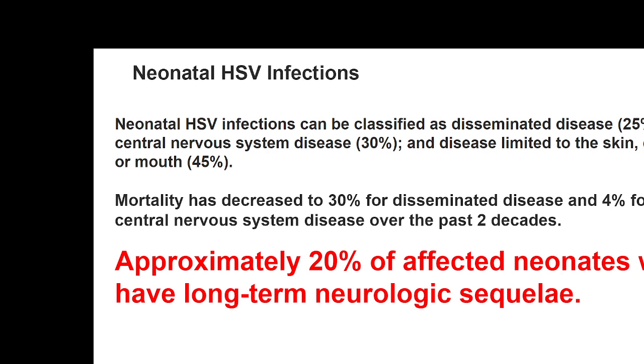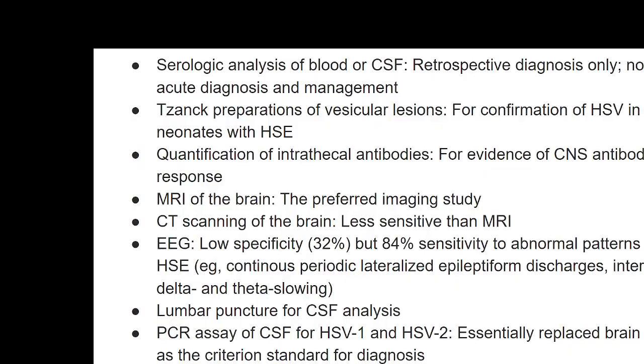In the Western countries, it has become a standard protocol, and with that, it is known that statistically the mortality has decreased to 30% with disseminated disease and 4% with central nervous system disease over the last 2 decades. Even now, approximately 20% of the affected neonates will have long-term neurological sequelae. So, once the neurological deficits occur in a newborn, chances of recovery are lesser. Most of the children may have to live with mental retardation or neurological deficit conditions.